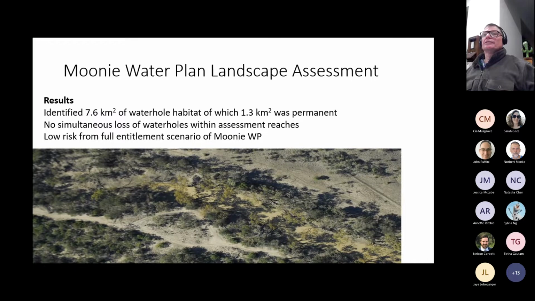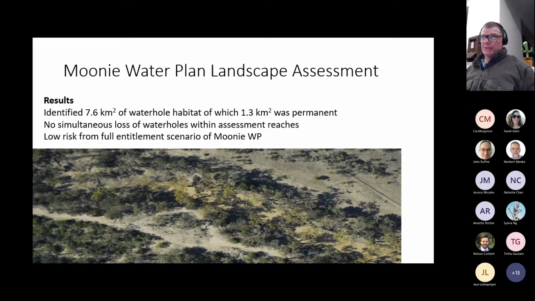So the result of this was that throughout the Moonie, there was 7.6 square kilometres of waterhole habitat identified, which was defined as where there was water 3 months following the cessation of flow.